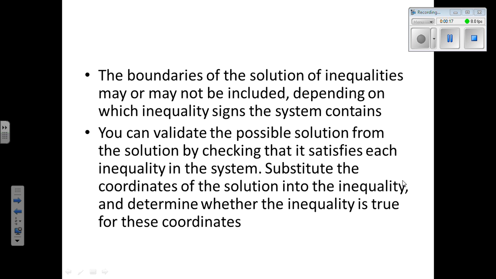The boundaries of a solution of inequalities may or may not be included depending on which inequality signs the system contains. You can validate the possible solution by checking that it satisfies each inequality in the system. Substitute the coordinates of the solution into the inequality and determine whether the inequality is true for these coordinates.